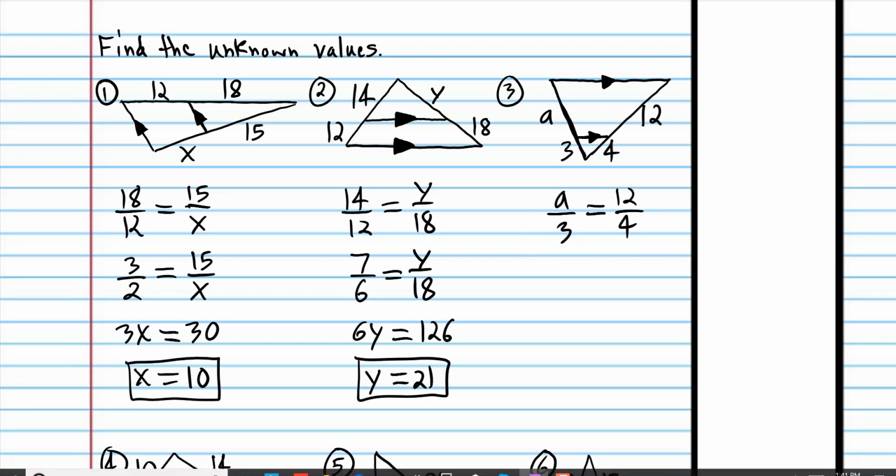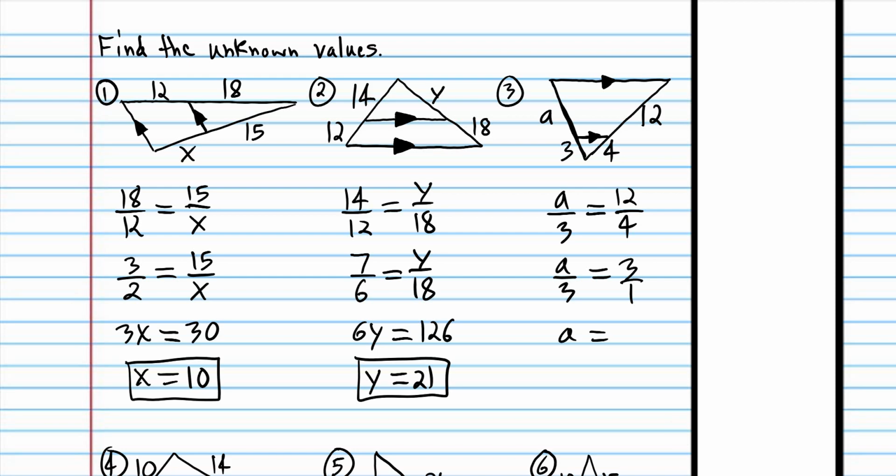So first we're going to simplify 12 over 4. That would just be 3 over 1. If you want to write the 1, you don't have to. For the cross multiplication method, you probably should, though. So a times 1 is a, 3 times 3 is 9, and there you go. So that's our answer.